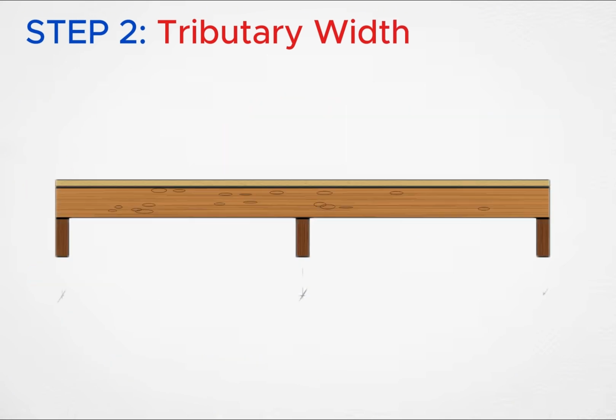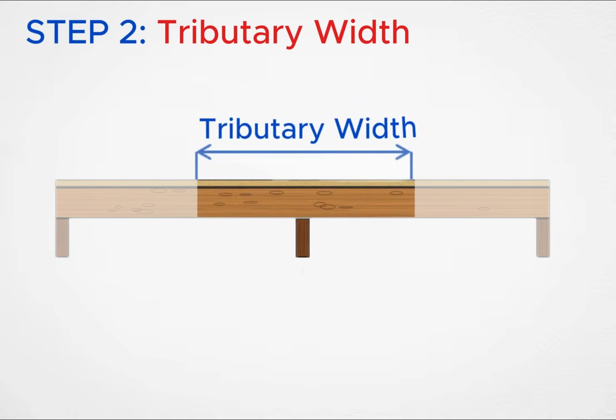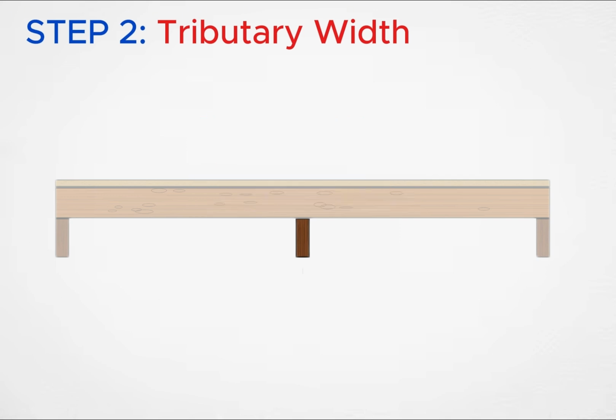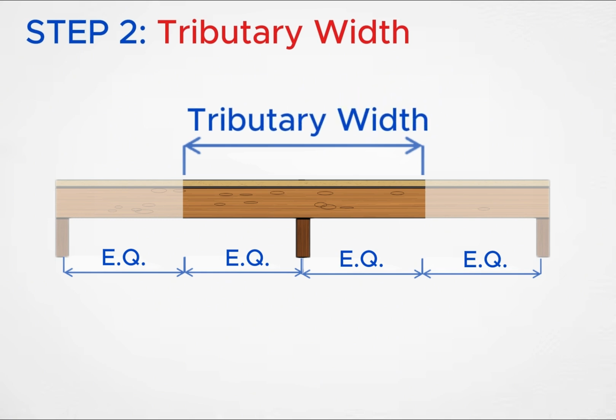Now let's focus on a single beam. How much roof area belongs to that beam? The answer is called tributary width. A simple way to think about it is this. Every beam owns a portion of the roof. Not the entire roof, only its share. To find that share, we usually measure halfway to the adjacent supports. Half the distance on one side, plus half the distance on the other side. That total distance is the tributary width.